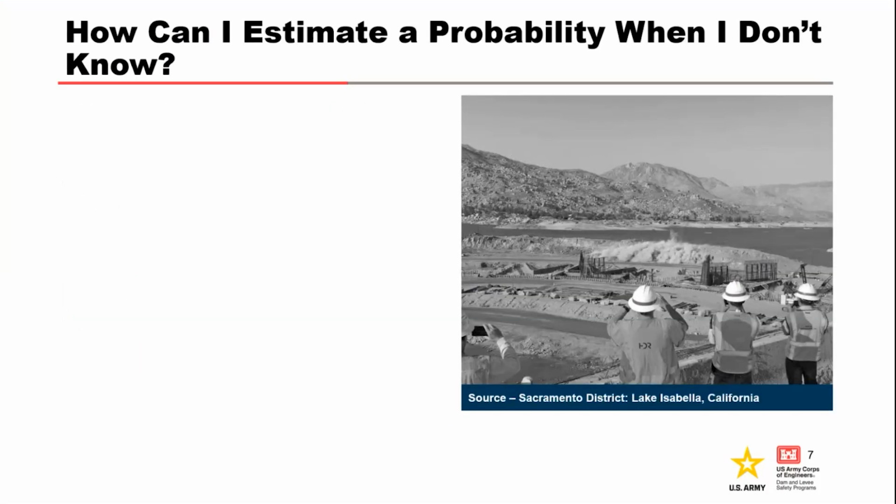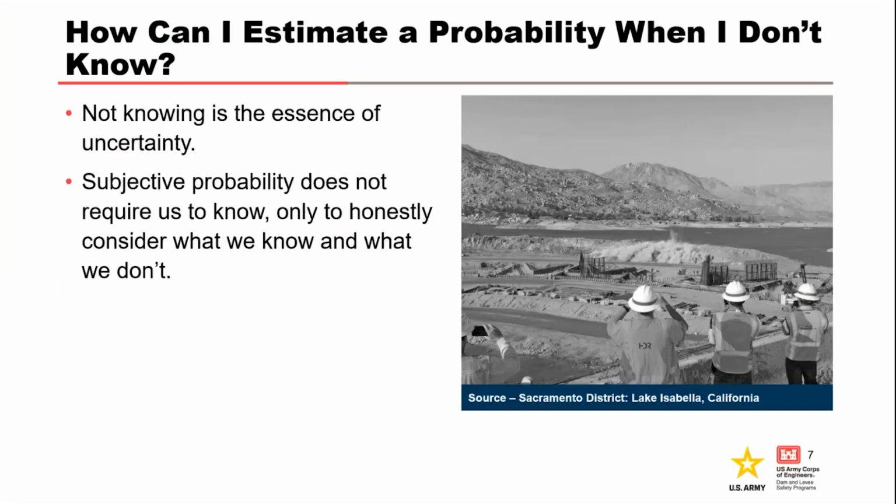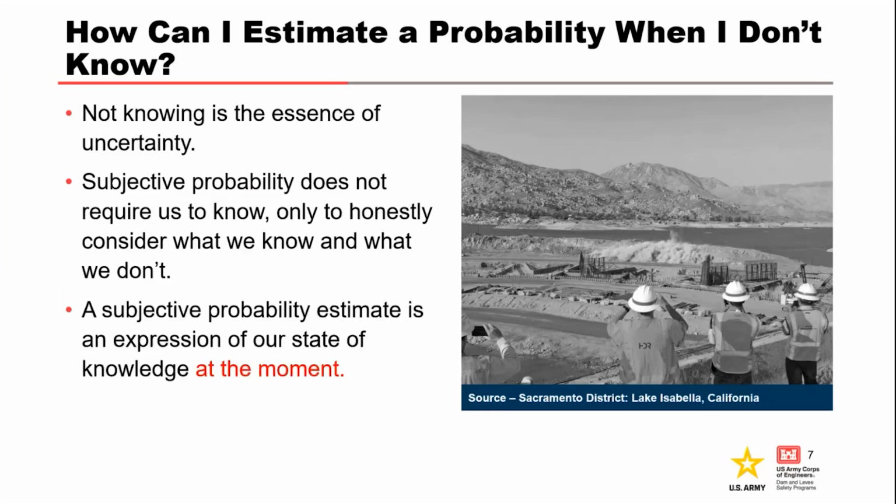So this leads to the question, how am I supposed to make an estimate when I really don't know what's going to happen, right? And so we know you don't know. That's why we want to make sure we're capturing our uncertainty. We're discussing our uncertainty in our SQRAs, capturing our uncertainty when we do quantitative risk assessments. It doesn't really require us to know to make an estimate, right? It's going to be an expression of what we know at that point in time.